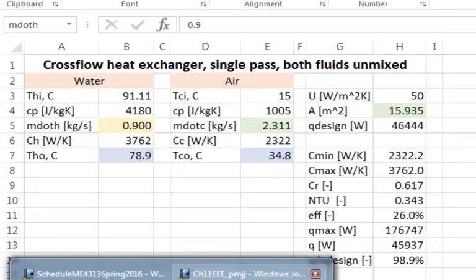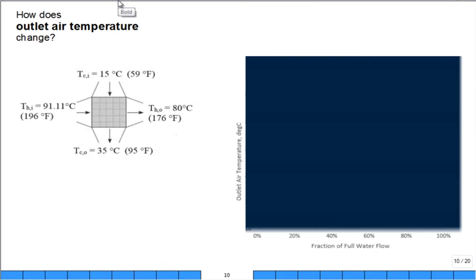Now let's ask some questions. Now we play the game. On this plot right here, the x-axis starts at 100% and it goes down. What are we reducing on the x-axis? Water mass flow rate, right? On the y-axis, we plotted Q before, normalized to the reference Q for full design consideration. But now on the y-axis, plot the outlet air temperature in degrees C. What did the outlet air temperature start at? It started at 35. Maybe this is 35 right there.